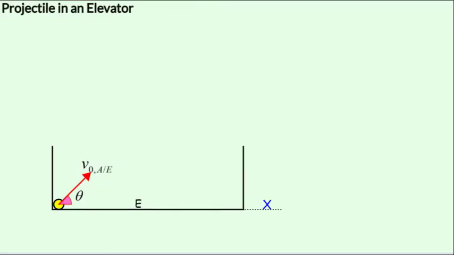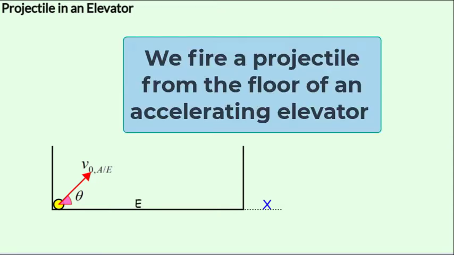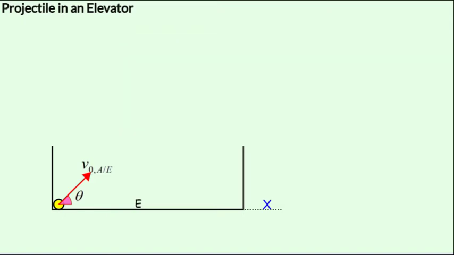Over the last few lessons, we have fired a ball vertically upwards in an accelerating elevator. What would happen if we fire it as a projectile with an initial velocity of v0 with respect to the elevator at a launch angle of theta? Let's first find the time it would take to land back on the floor of the elevator.